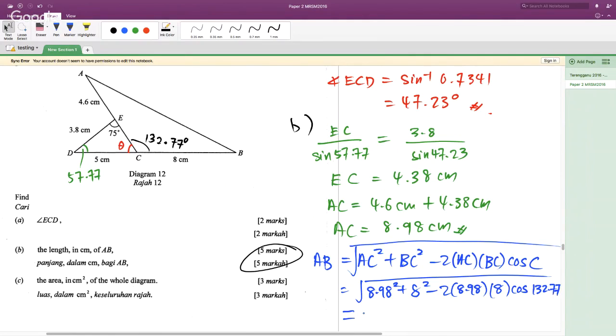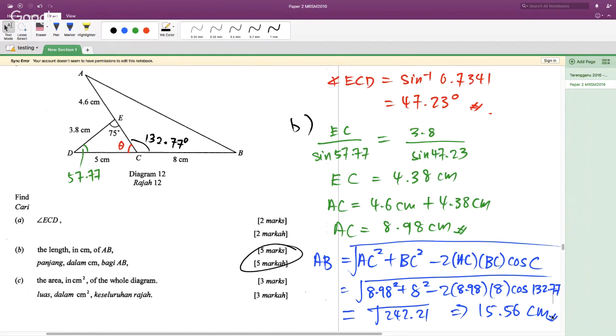8.98 square plus 8 square minus 2 multiply 8.98 multiply 8 multiply cos 132.77. Okay, you will get square root 242.21 and then a square root answer. Your final answer should be 15.56 centimeter. All right, so this is the reason why he gives you 5 marks.